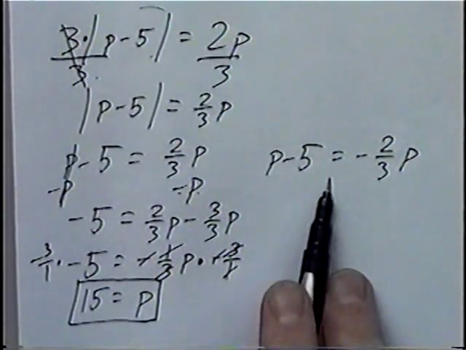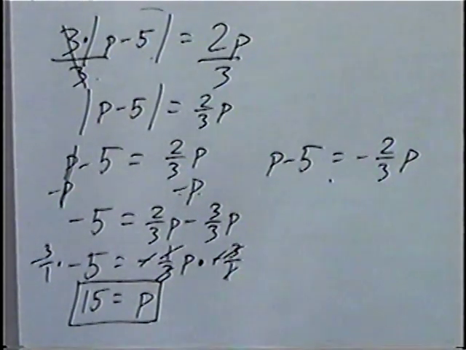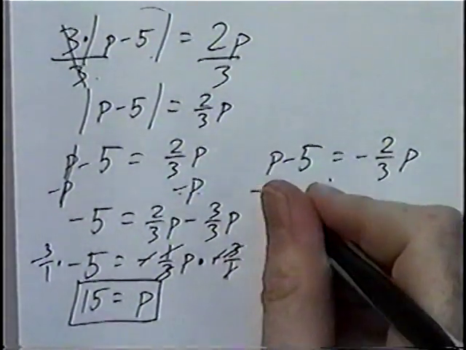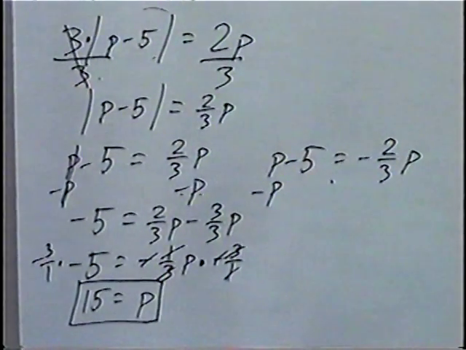The second equation that we had written earlier, equal to negative 2/3 p. Same steps, we can subtract p on both sides.